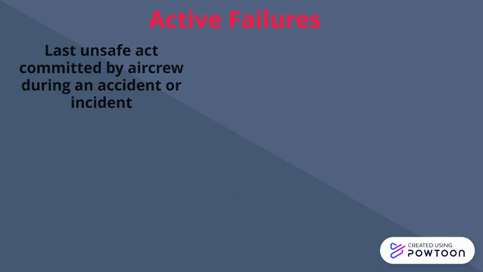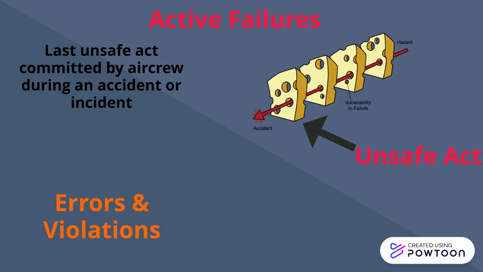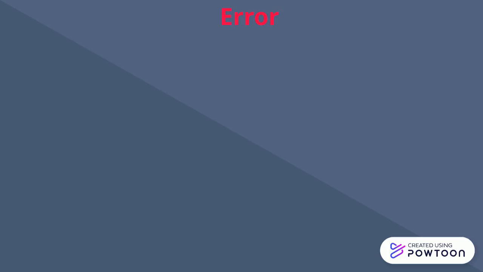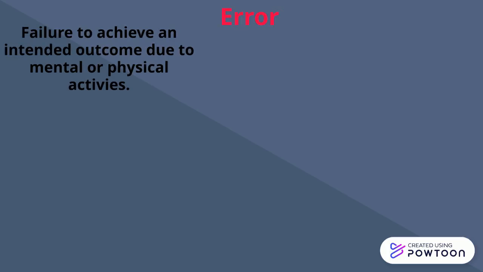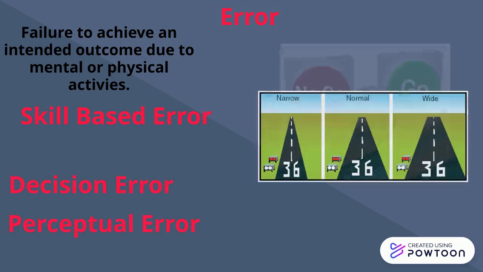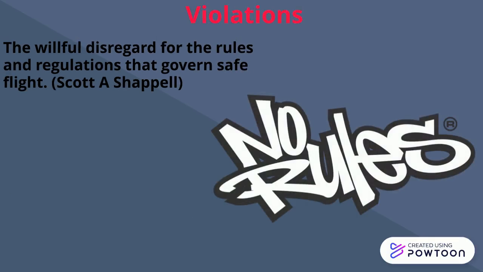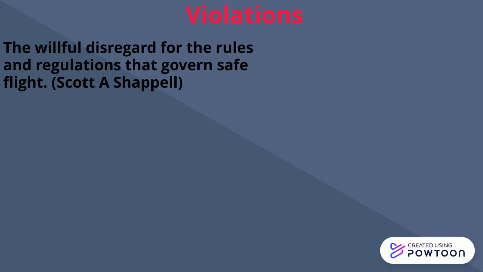Active failures are the last unsafe act committed by aircrews during an accident or incident. They are associated with the fourth level of the Swiss cheese model and are broken down into errors and violations. Error is defined as the failure to achieve intended outcome due to mental or physical activity. Error can be classified as skill-based error, decision error, and perceptual error. According to Scott A. Shappell, violations are defined as willful disregard for rules and regulations that govern safe flight. They occur less frequently, but often do the worst damage.